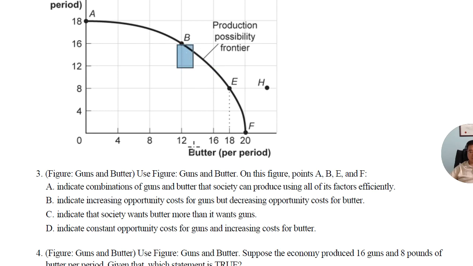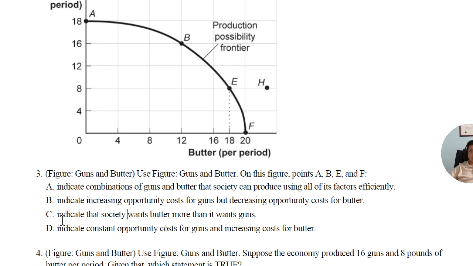Or in the other way, right? If you increase from 12 to 16, you lose about 4 guns, and then 16 to 20 for butter, how much do you lose? You lose about 12 guns. That's increasing opportunity cost.